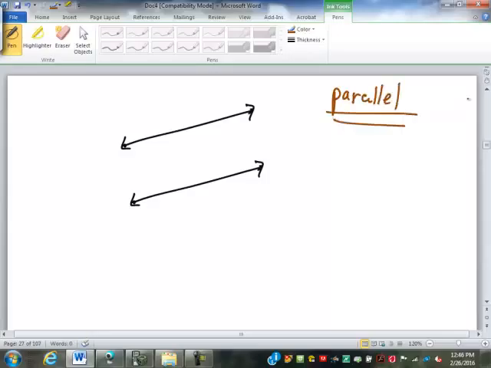Now, the definition that a lot of us have for parallel lines is lines that never intersect. And that is kind of accurate. In 2 dimensions, in a plane like this, that's an adequate definition. Those lines will never intersect. They're parallel because they will never intersect.